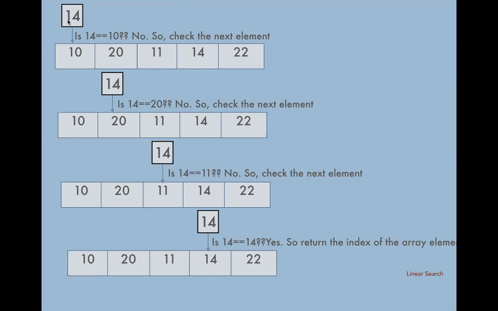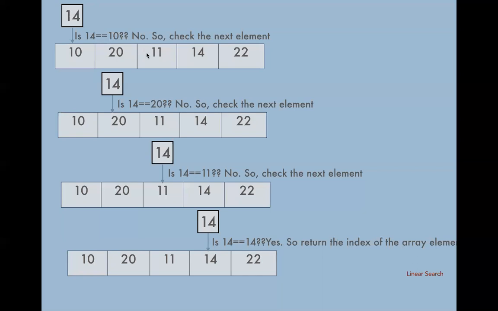So the algorithm says I will have to search the first element of the array. If X is equal to the first element, then return the index. Otherwise, compare with the second. If it is equal, return the index. Else, compare with the third. If it is equal, return the index. So it just goes on from the first element till either I get the searched element in the array or I come to the end of the array.